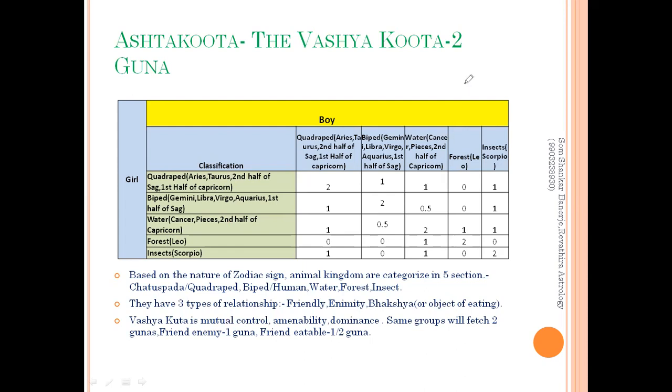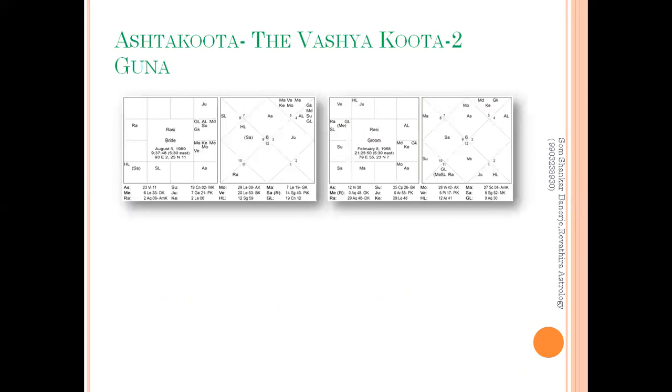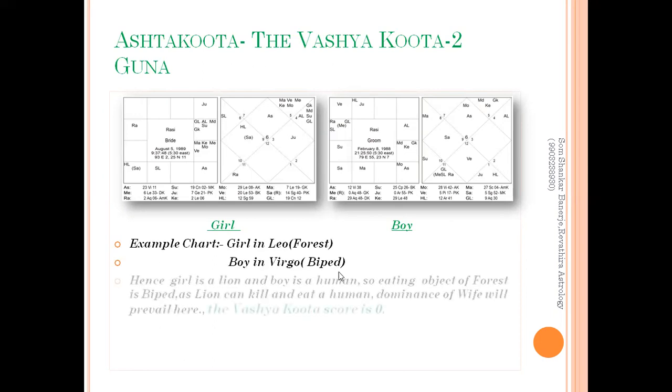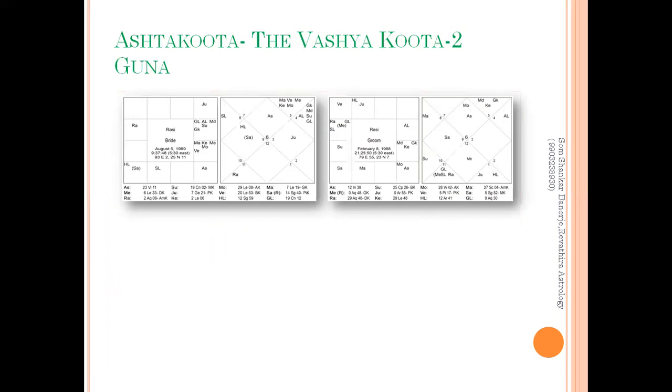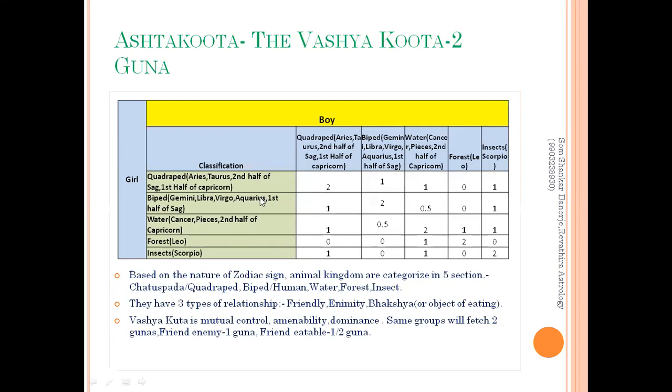So in that way we have to match. It is about the dominance between the couple, which partner will be dominant over which partner. So you see the girl and the boy. The girl is basically Leo, which is a forest sign, and the boy is basically Virgo, which is a biped sign. Now what you need to do is just map the chart. The girl is Leo and the boy is biped.